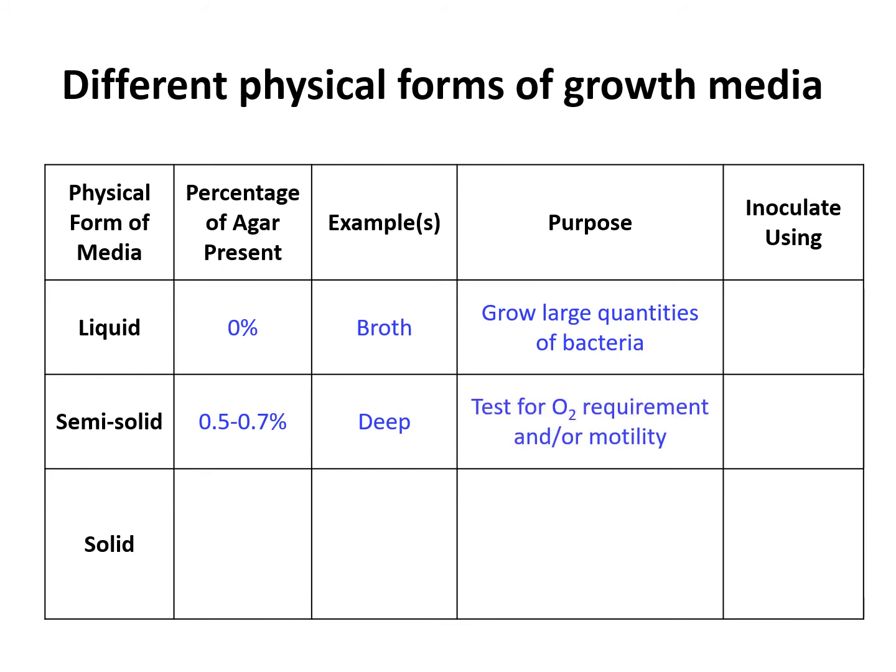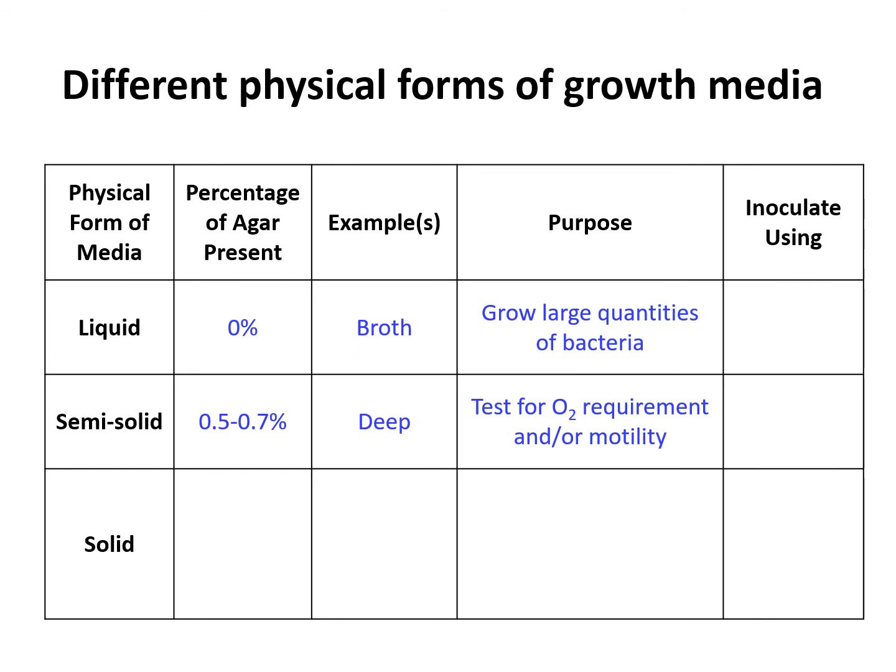An example of a semi-solid is the deep that we just talked about. And what are deeps used for? Well, deeps are usually used for testing the oxygen requirement of your bacteria, and I'm going to explain that in a minute. They're also used for motility. You want to know whether your bacteria is capable of moving, or whether your bacteria doesn't really move.